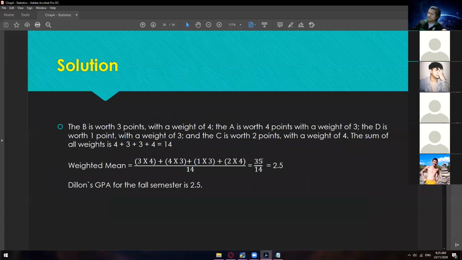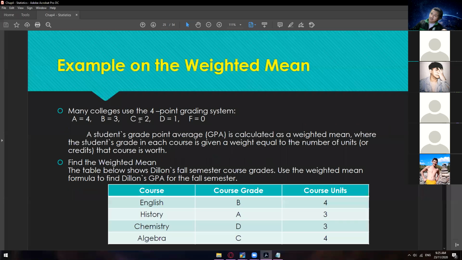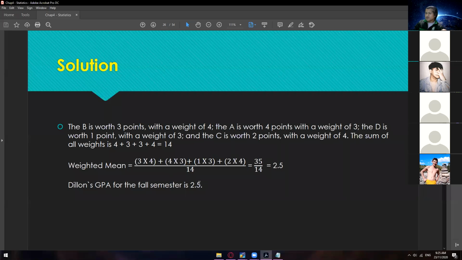Here we have the computation for the numerator, and 14 for the summation of weights. So 35 divided by 14 is equal to 2.5. So Lun's GPA for the fall semester is 2.5. His grade lies between B and C, so maybe C plus. I don't know if they have C plus plus, not sure, but it's between B and C. That's how we calculate someone's weighted mean.